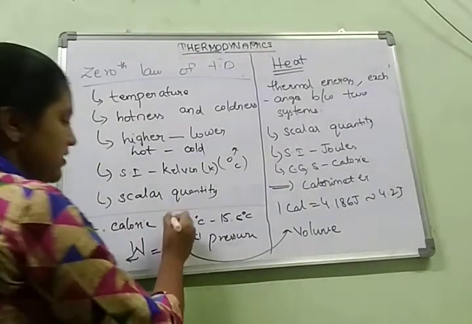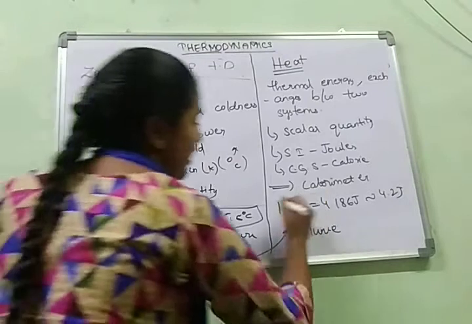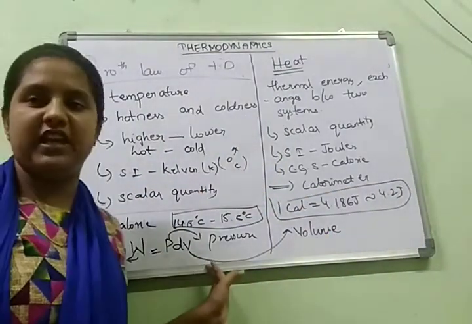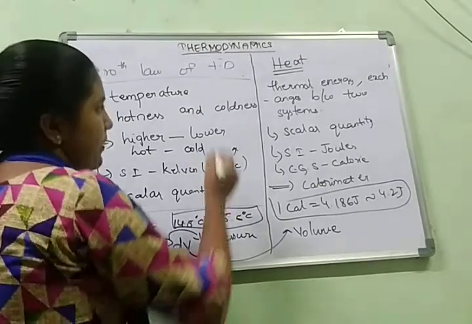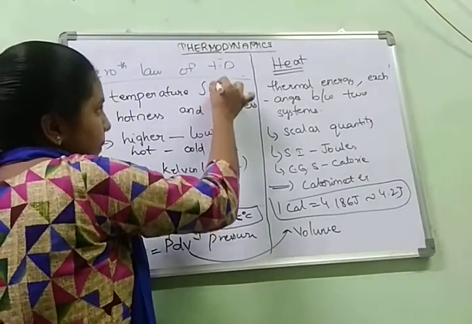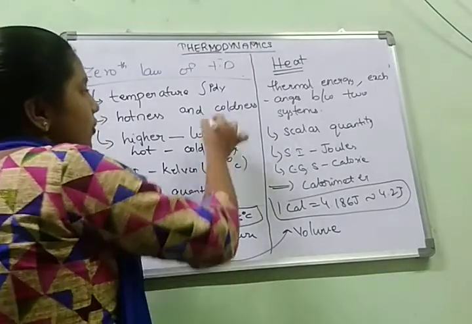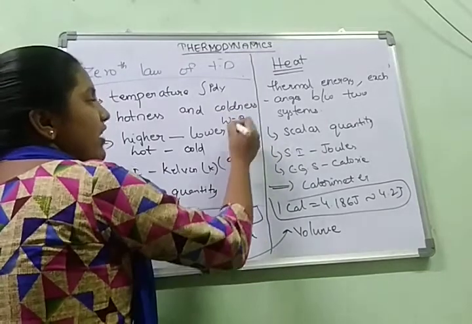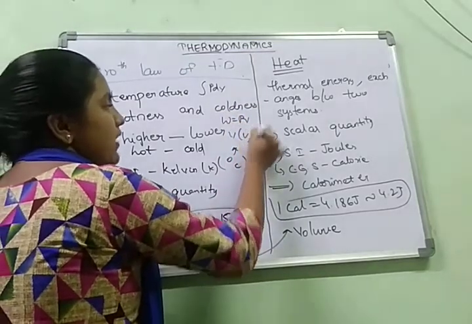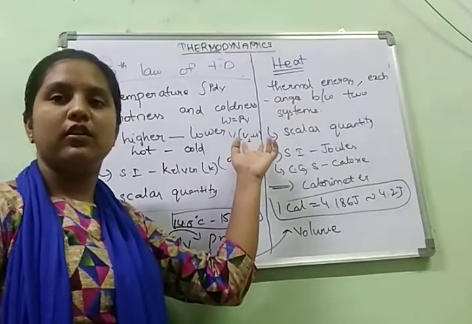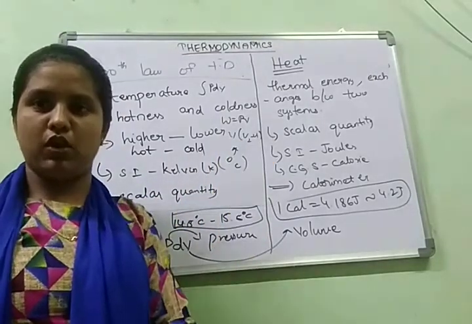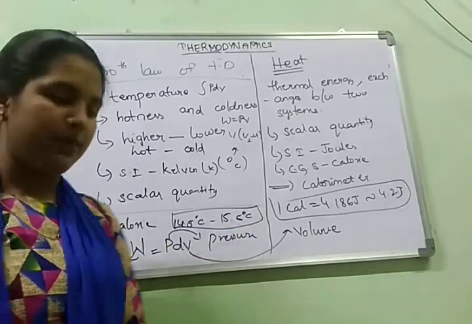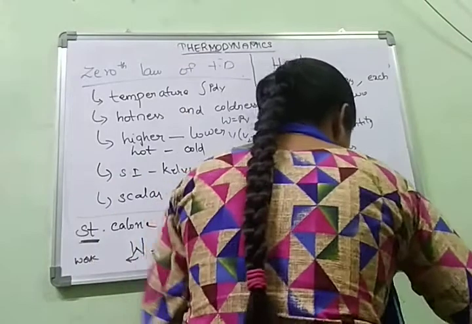Standard calorie: please remember these values, they are very important, and the formulas also. W is equal to PdV, or else you can write W is equal to the integral of PdV, where the change in volume is V2 minus V1. Why V2 minus V1? Final volume minus initial volume, right? Therefore, we get the change dV. That is PdV.